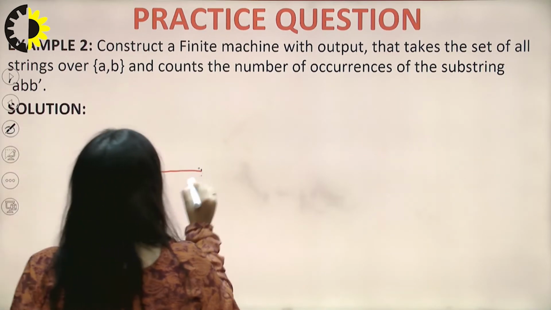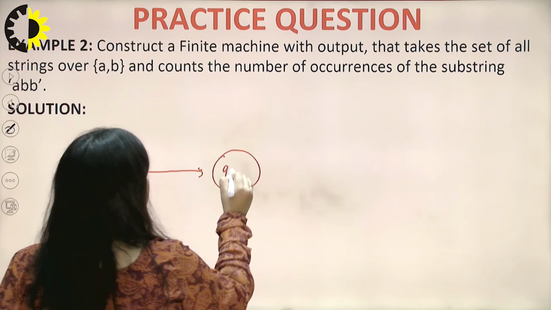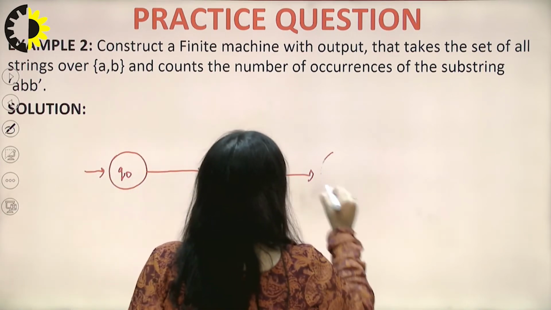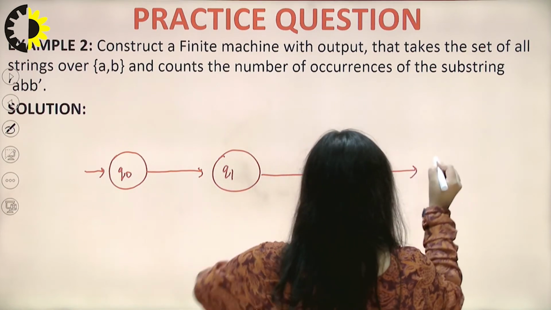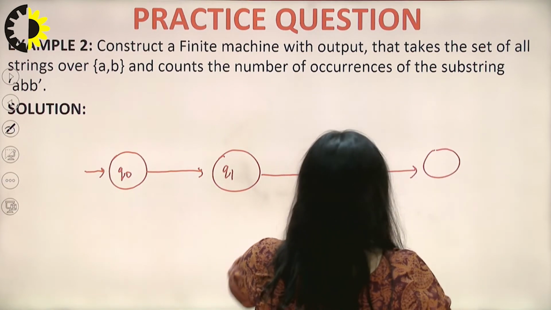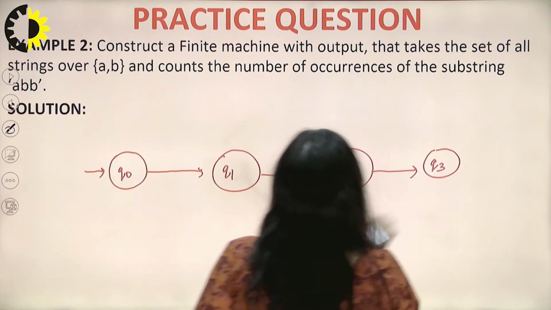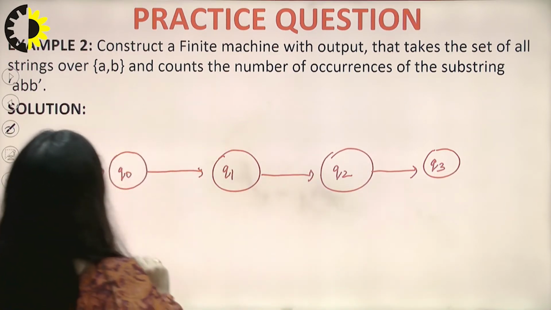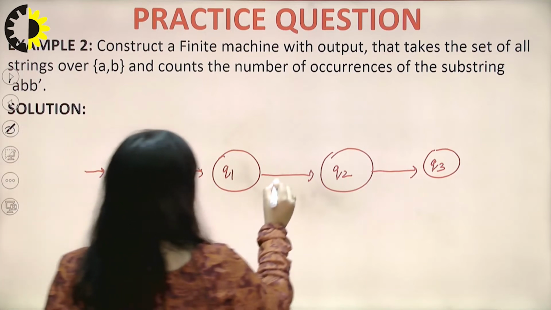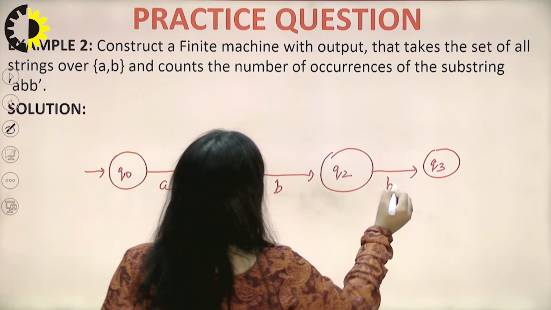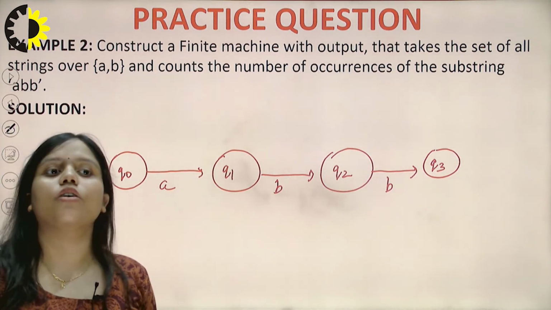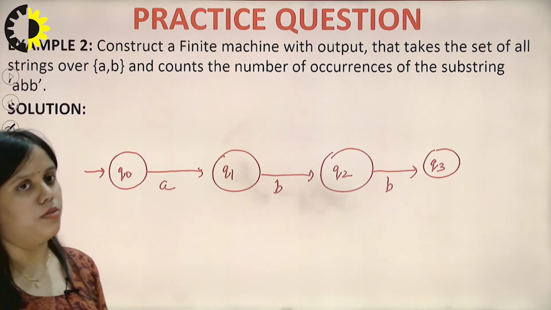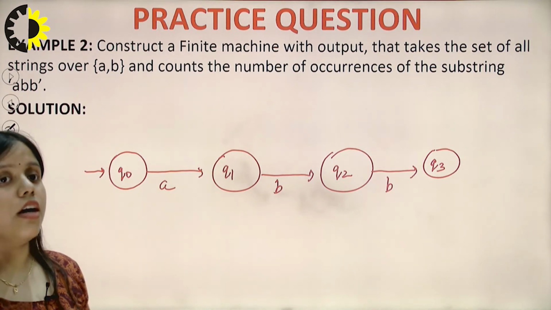Q0, Q1, Q2, and then Q3. Okay, so what are we trying to do? A, B, B. Now we have to construct a finite state machine with output. Here we can draw a Mealy machine or a Moore machine. So we'll draw a Moore machine for now.